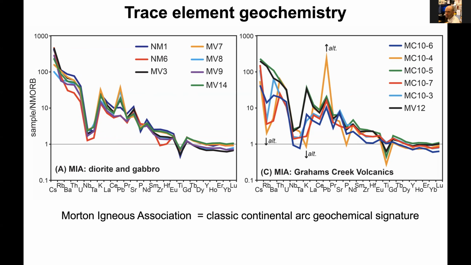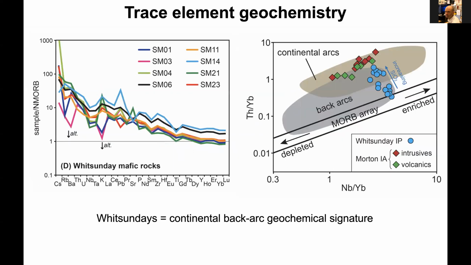Graham's Creek Formation, the second panel here, shows a little bit more scatter because they're altered and some of these elements have been moved by alteration. But we again see these distinct niobium, tantalum, titanium anomalies, very similar to the intrusive rocks. And so the relationships between these magmas can be made here. There is a relationship, and again, a classic continental arc geochemical signature.